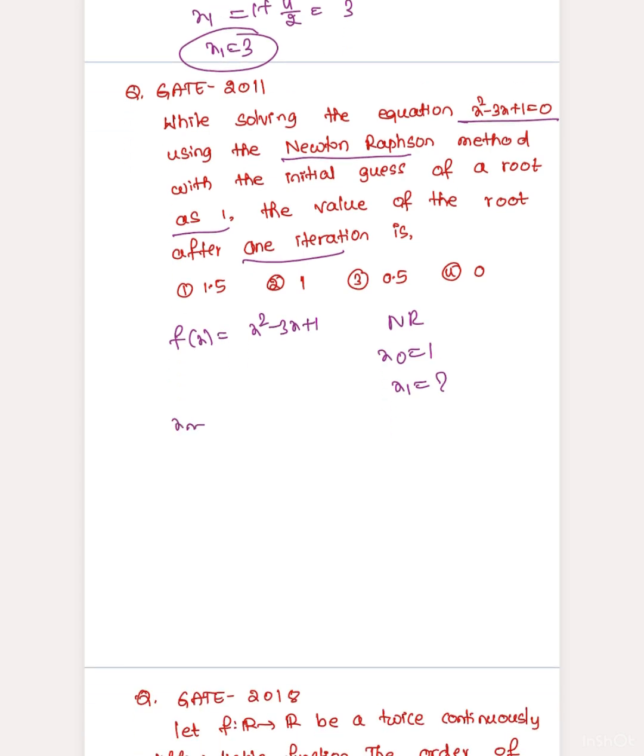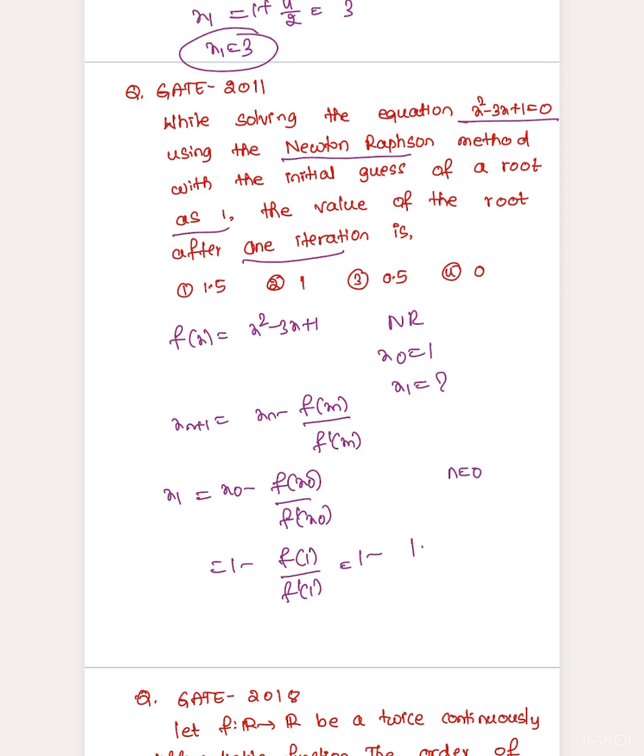Now the general scheme for Newton-Raphson method is given by xn plus 1 is equal to xn minus f of xn divided by f dash of xn. So for the first iteration n is equal to 0, x1 is equal to x0 minus f of x0 divided by f dash of x0. Here x0 is 1, so this will give 1 minus f of 1, which is 1 minus 3 plus 1. f dash will be 2x minus 3, so f dash of 1 will be 2 minus 3. So this is equal to 1 minus 1 divided by minus 1.